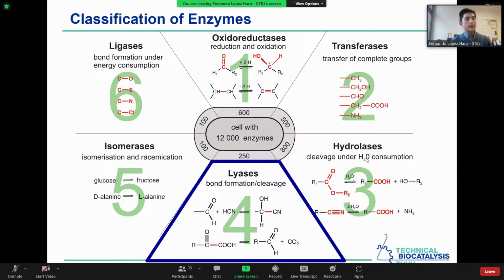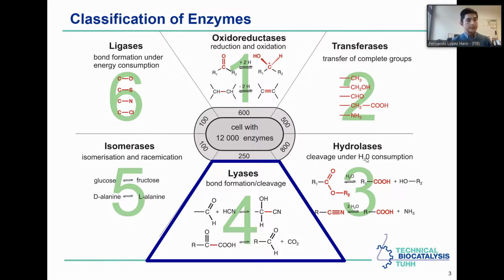So today we are starting with lyases. We have already covered the first three classes of enzymes. Today we're doing numbers 4, 5, 6, and 7, hopefully, if time goes according to plan. And yeah, let's start with lyases. The main thing you have to remember for lyases is that they are enzymes that form bonds or cleave bonds, but in a very, very specific way.